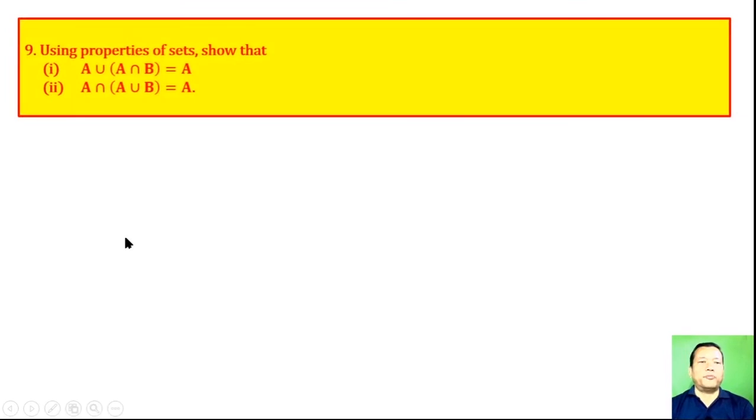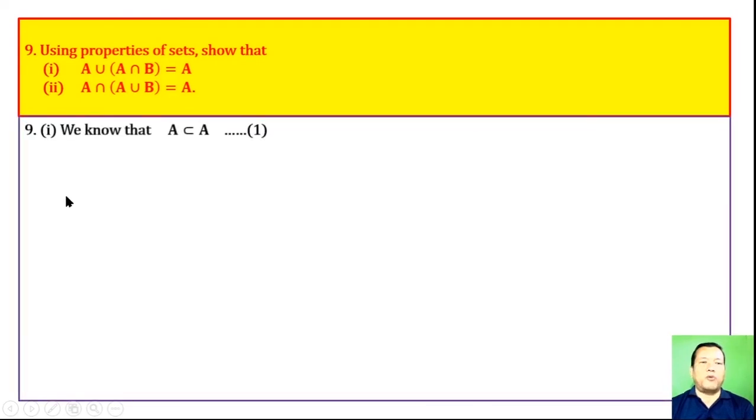Question number 9. Using properties of sets, show that Roman number 1, A union (A intersection B) is A; Roman number 2, A intersection (A union B) is A. Roman number 1 proof. We know that A is a subset of A, equation 1. And A intersection B is a subset of A, equation 2. Therefore, combining 1 and 2, A union (A intersection B) is a subset of A union A, that is A.